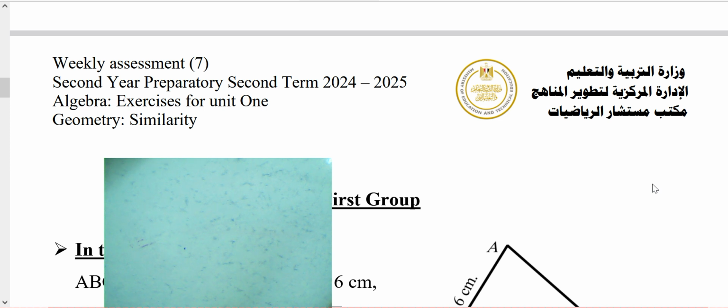Today we'll solve weekly assessment number 7, second term, algebra and geometry. In algebra, we'll talk about exercises for unit 1. In geometry, we'll solve questions and talk about symmetry.